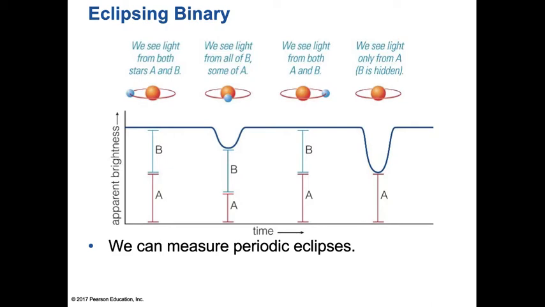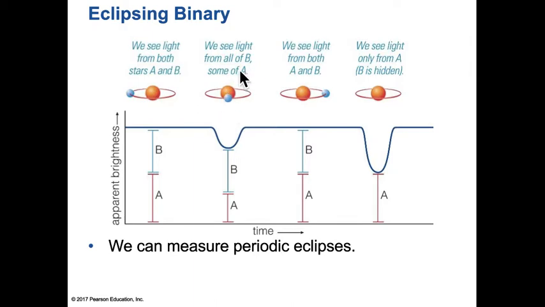A third method is using eclipsing binaries, just by looking at the apparent brightness over time. So here you see both stars A and B, and so you see a certain amount of brightness, a certain amount of energy delivered to you per unit area per unit time. Here again, you would see the same thing. In the fourth picture, star A is totally hiding star B, and so you're not getting both sources. So naturally, there's a dip.